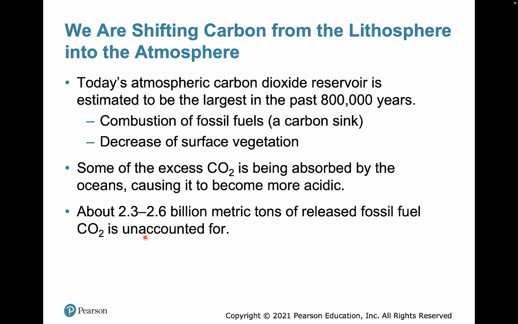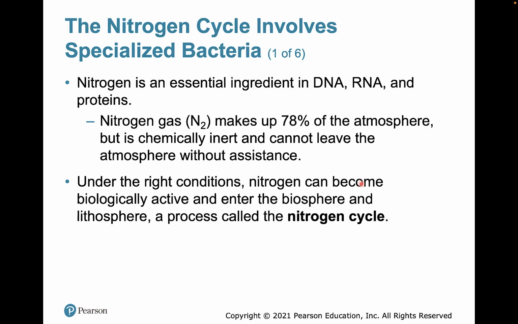So we're burning fossil fuels, and we're also decreasing surface vegetation. As we decrease surface vegetation, it's like chopping the lungs out of the planet. There's no place for the carbon dioxide that we're putting into the atmosphere to come back, okay? So we're definitely shifting the carbon cycle, and it's causing the oceans to become more acidic. We are definitely going to talk about ocean acidification down the line.